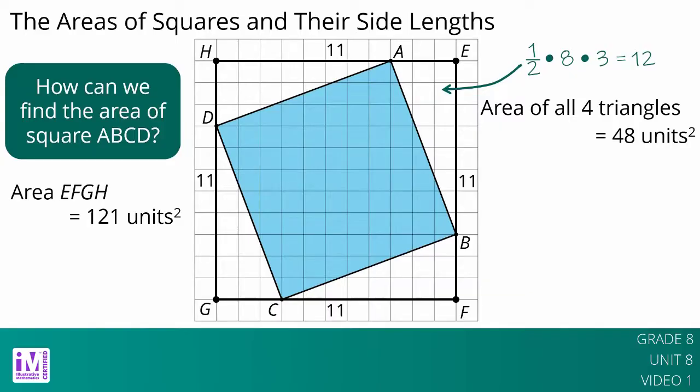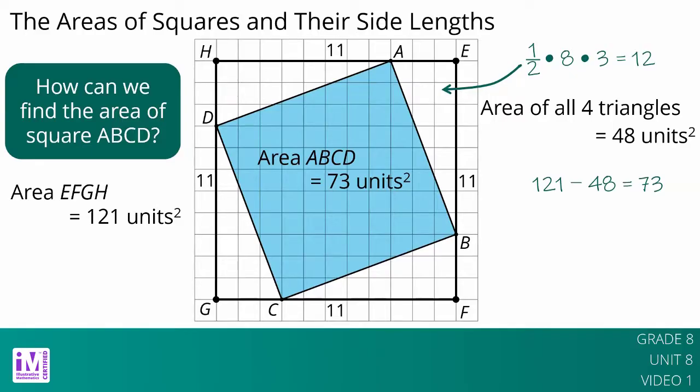To get the area of the shaded square, we take the area of the outside square and subtract the areas of the four triangles. So the area of the shaded square, ABCD, is 73 square units, since 121 minus 48 equals 73.